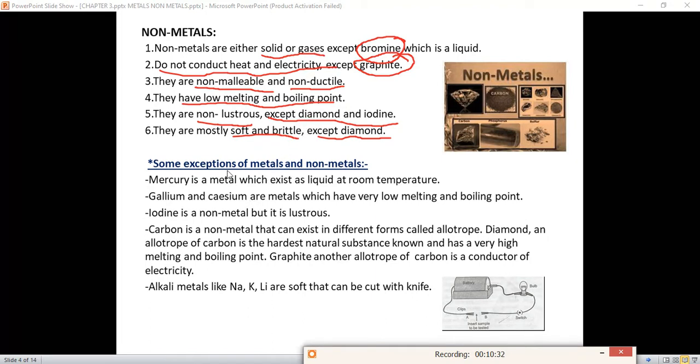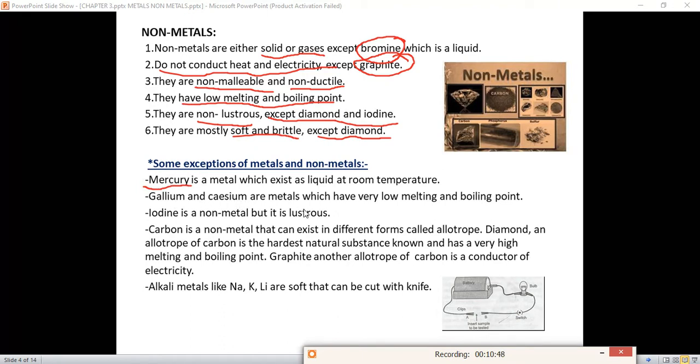Now we'll see some exceptions of metals and non-metals. Mercury is a metal which exists as a liquid at room temperature. Okay, mercury is a metal. A question can be asked: name a metal which exists as a liquid at room temperature. What answer will you write for that? Mercury. It is used in thermometers also.